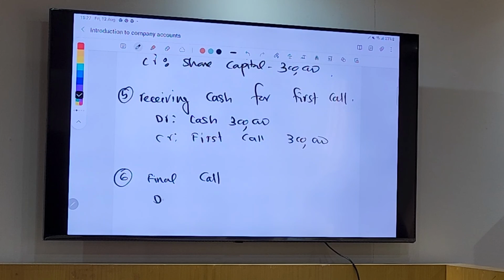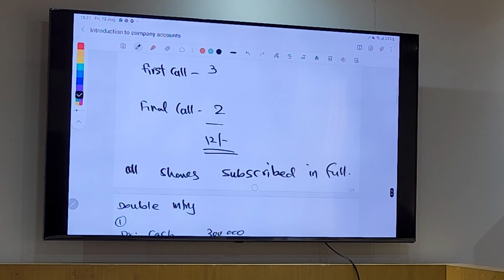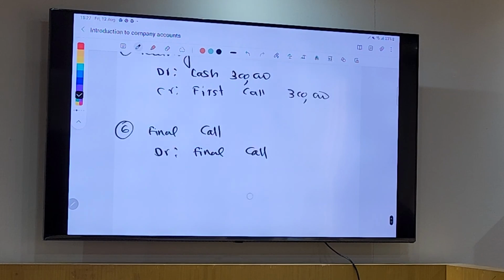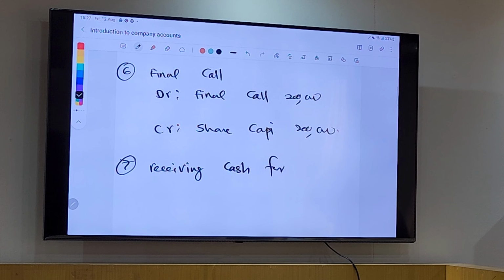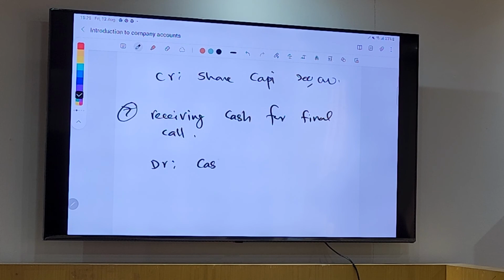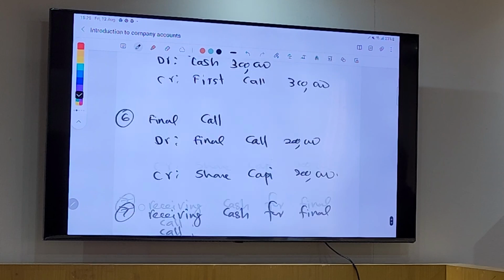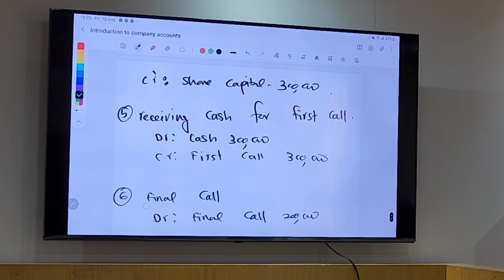Then number 6, final call. Debit final call, how much? 2, right? So 5 plus 3, 200,000. Credit share capital, 200,000. Number 7, receiving cash for final call. You debit cash, you credit final call. These are known as journal entries. Now we'll do the same using ledger.